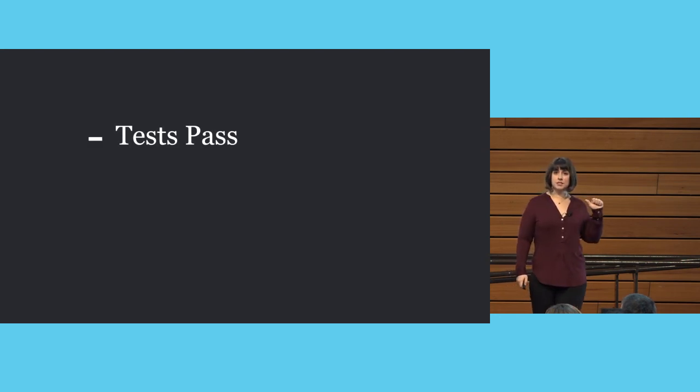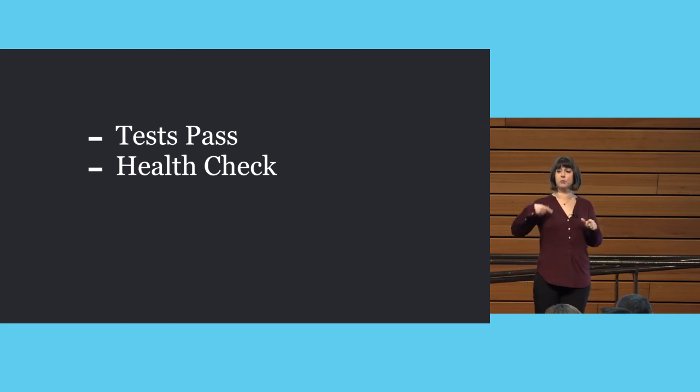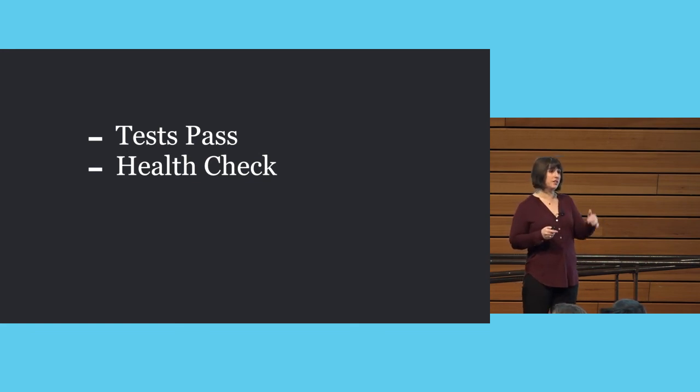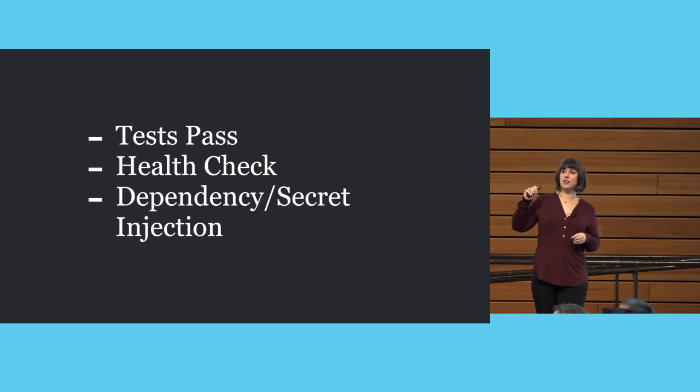So for your application, you have some sort of tests passing. That's a good thing. You have to have an application health check up and running so that the application can report that, yes, I'm ready. The application is the only thing that knows all of its intricate details. So I'm going to talk about health checks a lot. It's the only one that can really say whether or not it's able to receive traffic. And then you need to handle dependency and secret injection.